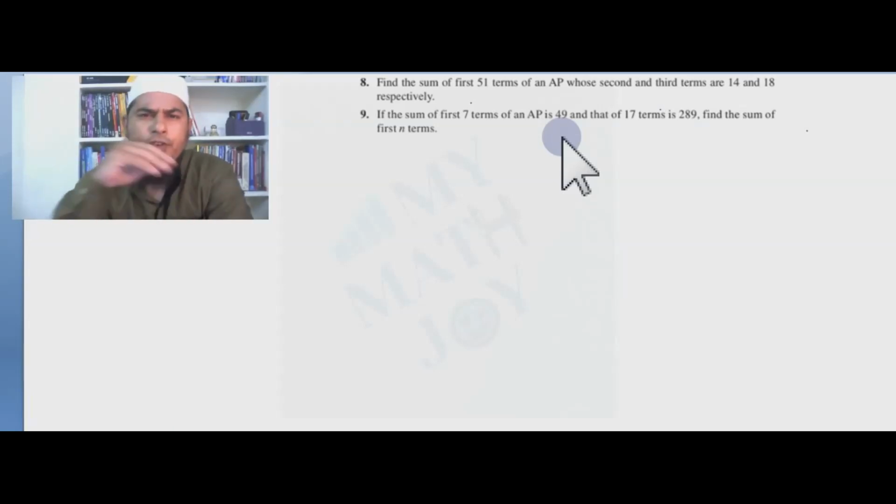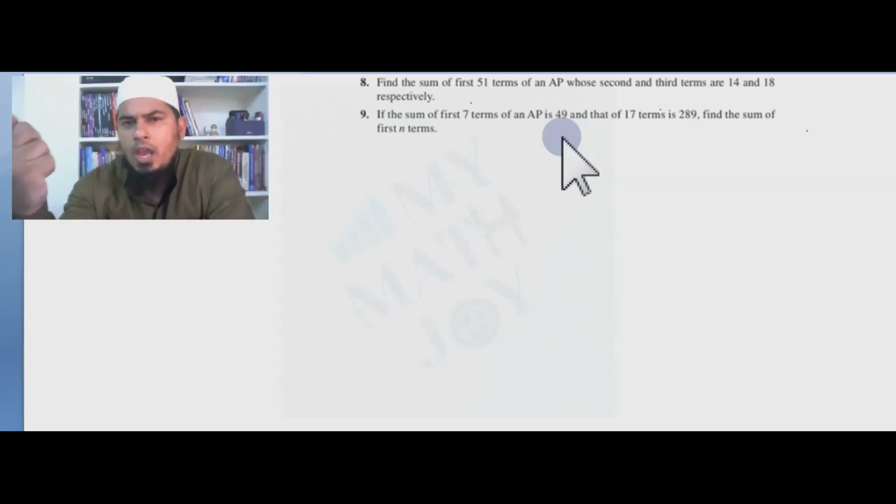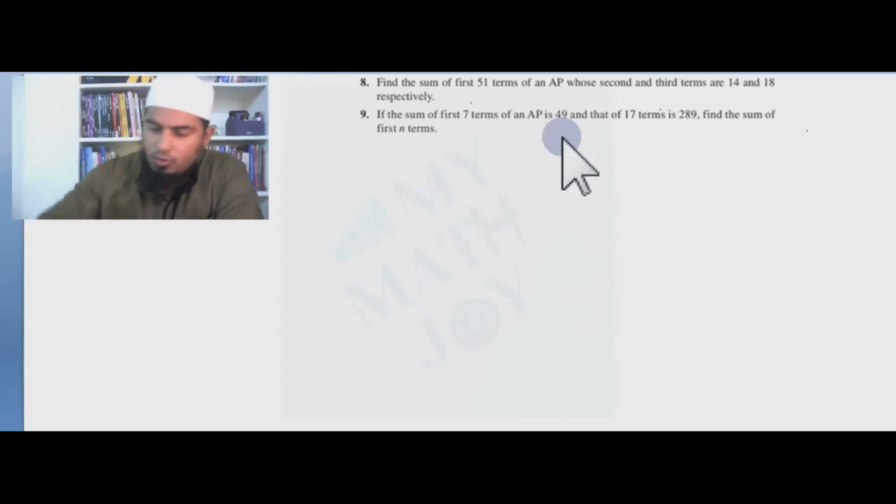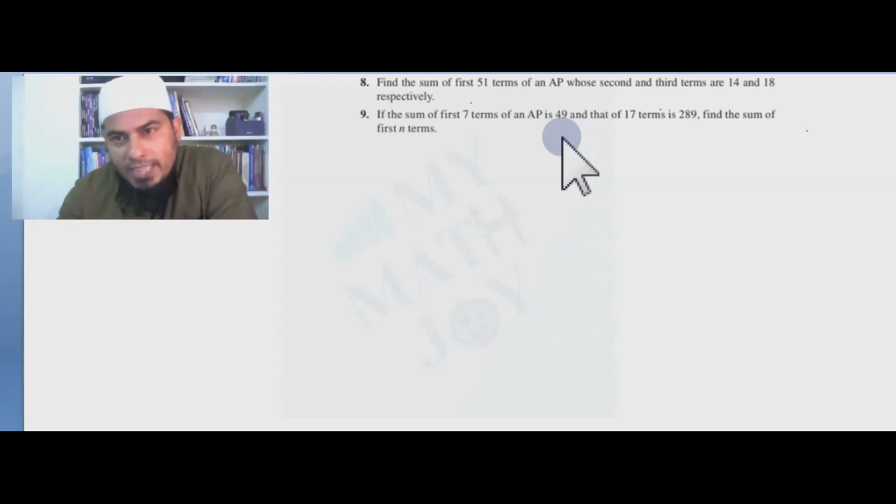Here come questions 8 and 9 of the exercise. The sum of the first 51 terms of an AP, we have to find S51. The second term and third term are given.